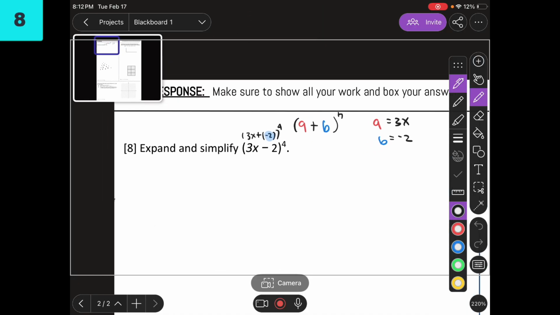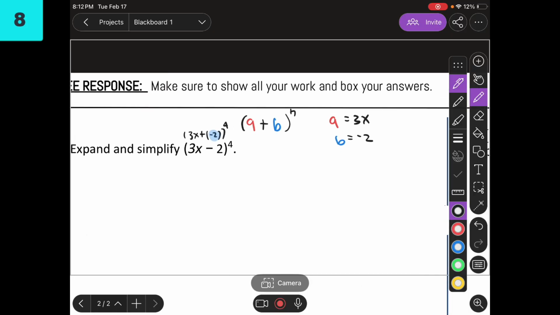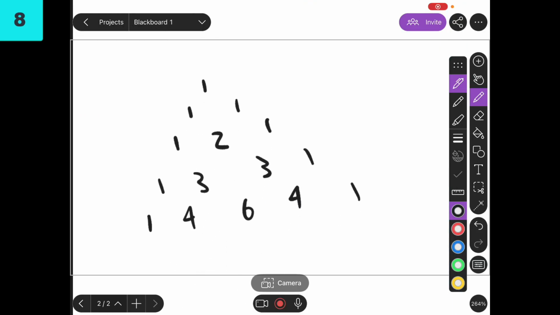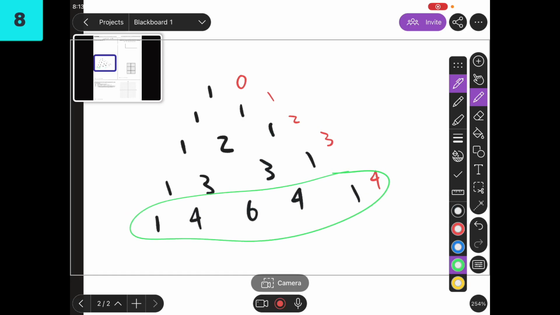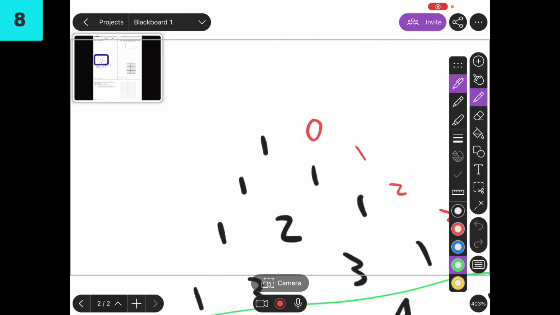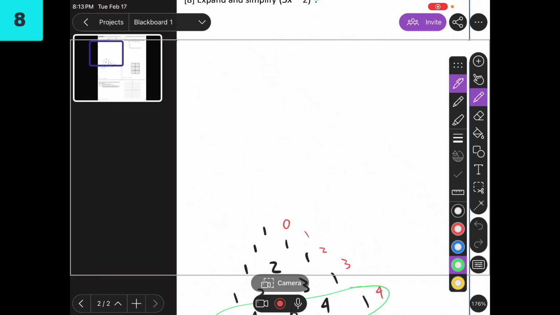Okay. Next up, I have to write my coefficients. In order to find out what the coefficients are, I have to use my Pascal triangle. So Pascal triangle, I wrote down the first few rows. And if you remember, this is exponent 0, exponent 1, 2, 3, 4. I stop here because my exponent is 4. So since my exponent is 4, I want to use these as my coefficients, 1, 4, 6, 4, 1.